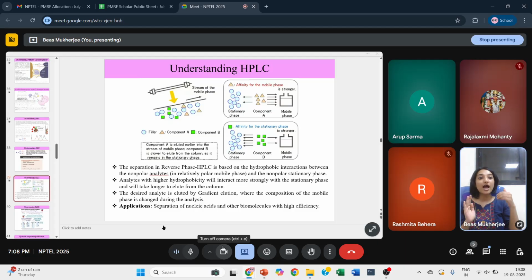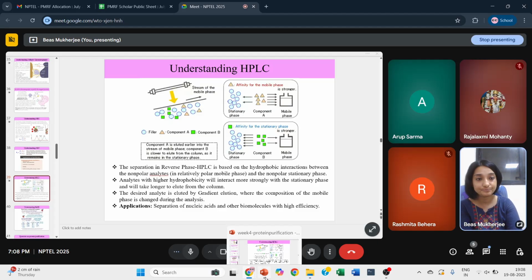Now an analyte with higher hydrophobicity will interact more strongly with the stationary phase and will take longer to elute from the column. This desired analyte is eluted by gradient elution, that is, relatively increasing the hydrophobicity of the mobile phase. Right, so the composition of the mobile phase is changed during the analysis. So the application is separation of nucleic acids and other biomolecules with very high efficiency. This is in fact used for purification of vaccines, mRNA based vaccines and other vaccines as well. So it's very effective.